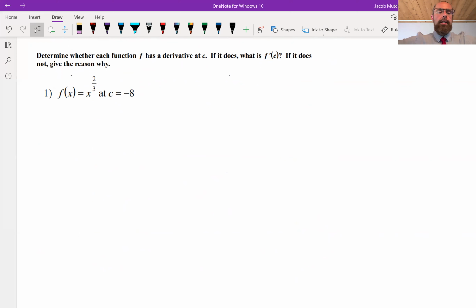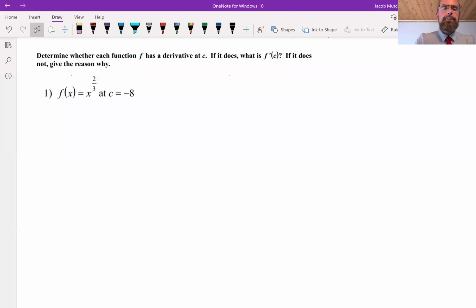So here we're looking at a relative to that. In fact, that is the same x to the power of 2/3, but different from looking at it at x equals 0, we're now considering that our c value or our x value is at -8. So we do want to consider if that function is continuous at -8. So remember our 3 criteria for continuity.